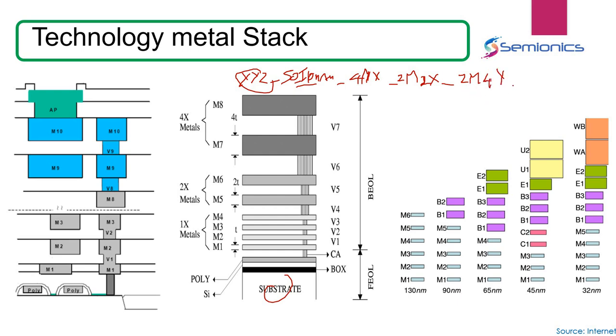This is for 8 metal. If it is 12 metal, then the next 4 metals are of, you can put it, 8x.